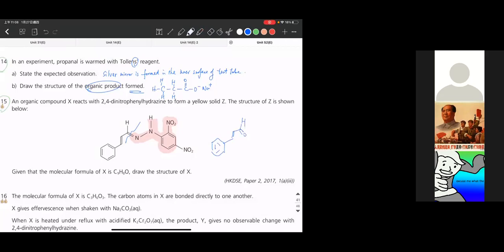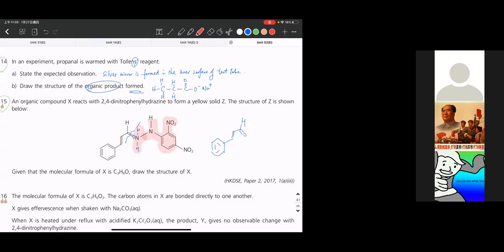That is the aldehyde. The aldehyde reacts with the 2,4-dinitrophenylhydrazine. Originally, hydrazine is this, okay, NH2 here. So, what is eliminated? I draw 3 more atoms here. What is that? 2H, 1O. Do you realize?